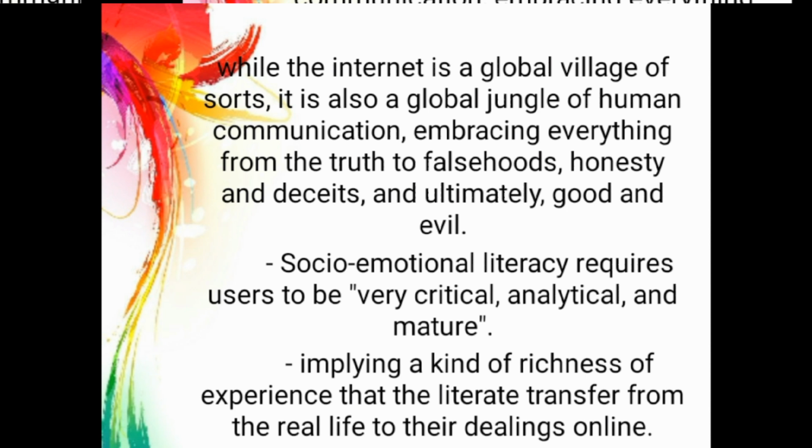Socio-emotional literacy requires a user to be very critical, analytical, and mature, implying a kind of richness of experience that the literate transfer from real life to their dealings online. So we should know what information we can share online that can help other people, such as motivational information, not information that might make you get bashed. We should be mindful when using platforms where many people read the information you disseminate.